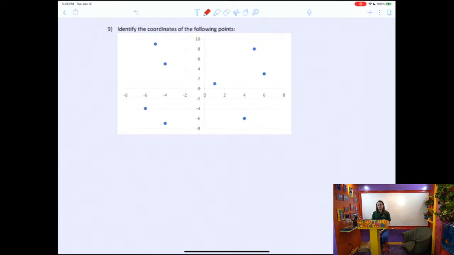If you have any questions, please let me know. Otherwise, let's take a look at question number 9. I'll give you 3 minutes. Please identify the coordinates of the following points. After 1 minute, I'll start to solve.